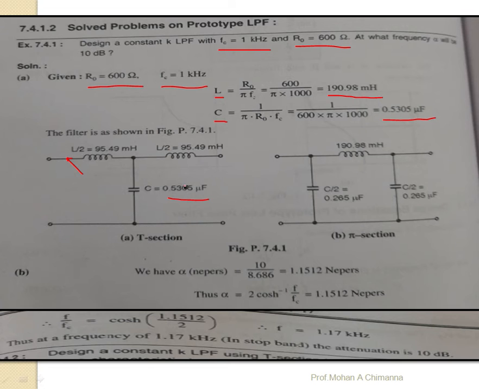So we move towards the second question. At what frequency will the alpha be 10 dB? Alpha is in Nepers, so 10 upon 8.686, which is equal to 1.1512 Neper. So alpha is equal to cosh inverse of f upon fc, which is equal to 1.1512 Neper. That gives the frequency at which alpha will be 10 dB, which is 1.1512 Neper.